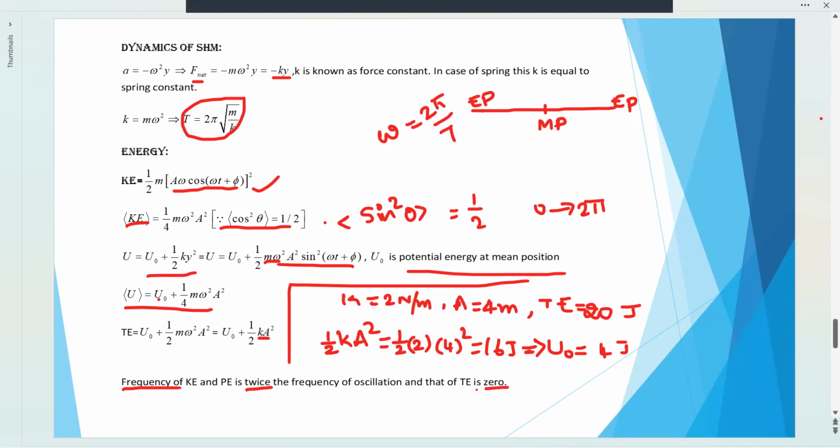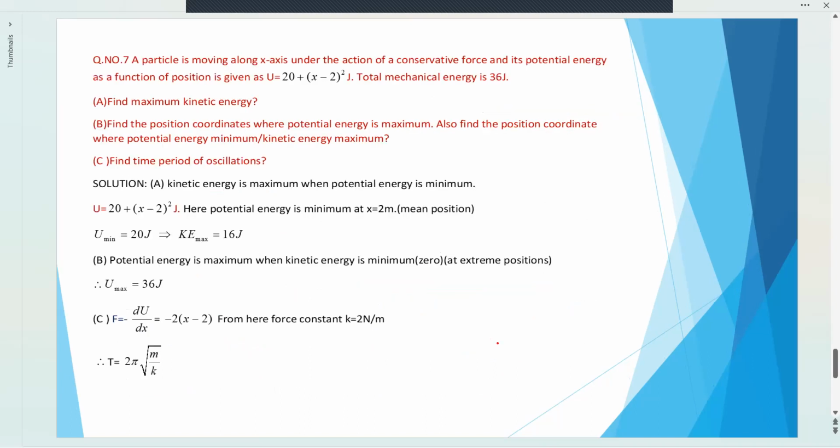See, what is the meaning of frequency zero? Frequency zero means it is not changing. And you can see here, total energy is U naught plus half K A square. It is a constant. Total energy constant means it is not changing, and not changing means there is no frequency for that. That's why the total energy frequency is zero. Right. Let us now solve a problem based on this.